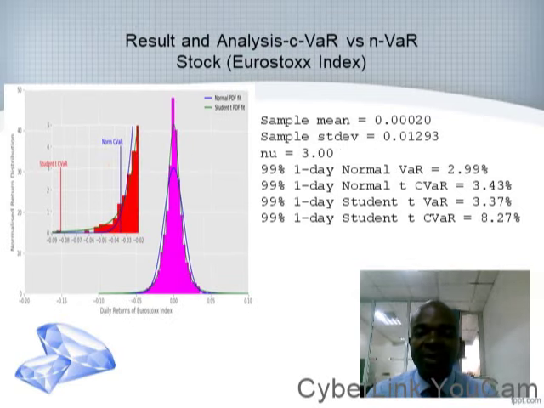We also computed similar thing for stocks using Euro stock index. The sample mean is 0.0020. Sample standard deviation is 0.01293. Same condition, same assumption. Our normal VaR is 2.99. Normal CVaR is 3.43. Student TVaR is 3.37. Student TCVaR is 8.28%.